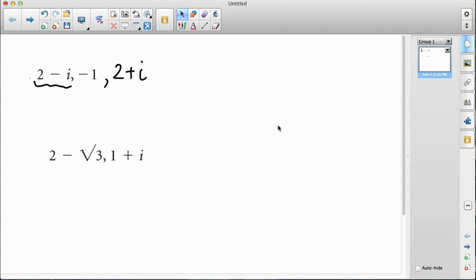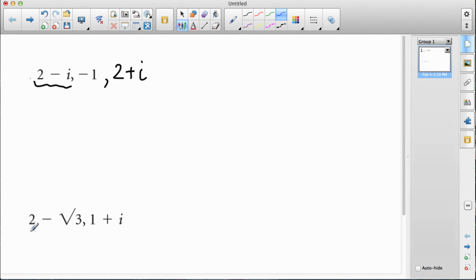For this question down below here, I cut some of it off. You've got an irrational root, that's this one, and you've got a complex root. Again, both of those come in pairs. So if this is 2 minus root 3, you also have to have a 2 plus root 3. And if you have a 1 plus i, you have to have a 1 minus i. So those are the 4 roots or zeros for the equation.